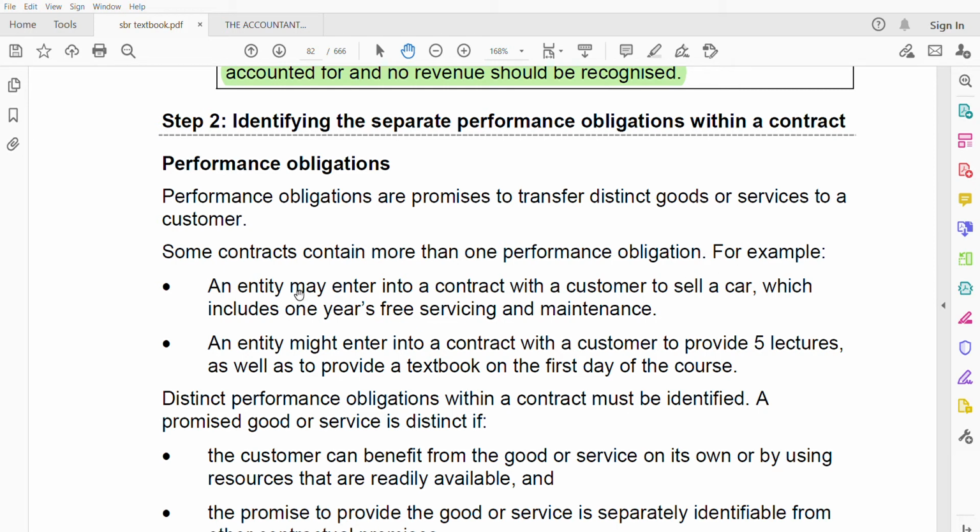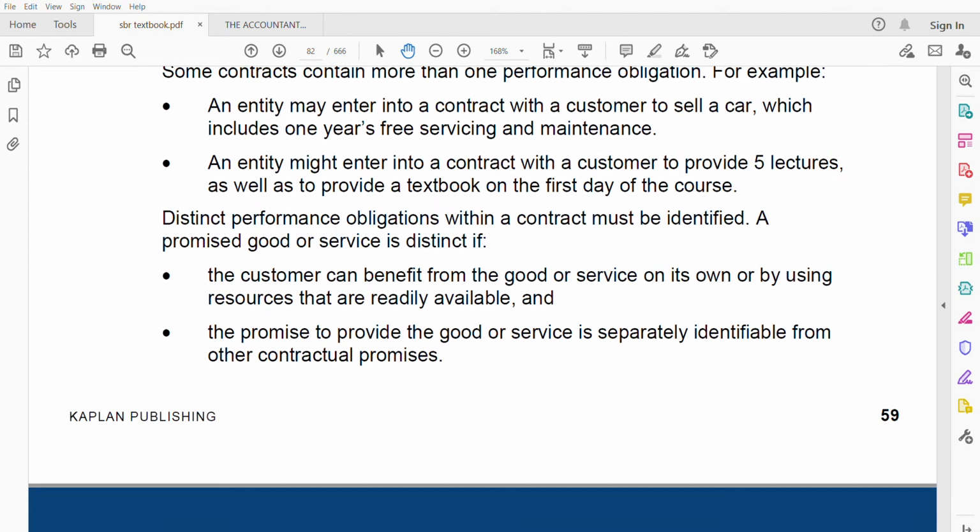Here are examples where there is more than one performance obligation. An entity may enter into a contract with a customer to sell a car, which includes 1 year's free servicing and maintenance. The car is one performance obligation. Free servicing and maintenance for 1 year is another performance obligation. Two performance obligations are there. An entity might enter into a contract with a customer to provide 5 lectures as well as a textbook on the first day of the course. The 5 lectures are one performance obligation. The textbook is another performance obligation. Distinct performance obligations within a contract must be identified.